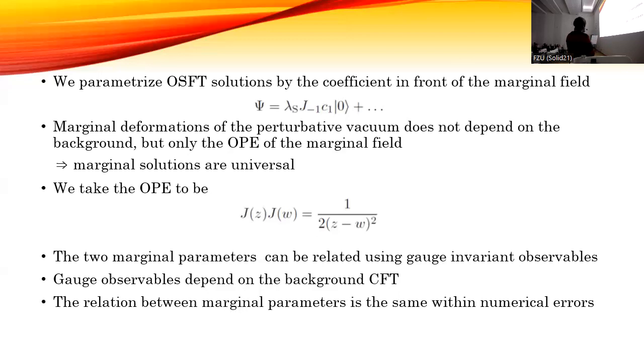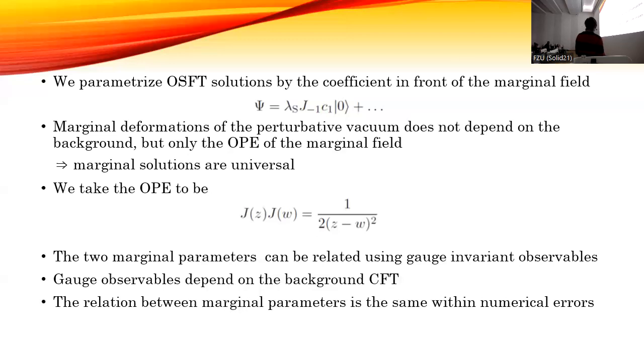So essentially when we are describing marginal deformations, we have two marginal parameters. One is lambda_s, which parameterizes the solutions, and the other is lambda_b, which parameterizes boundary states. We should be able to relate these two parameters using gauge invariant observables, because these allow us to identify solutions as a boundary state, and for a given parameter lambda_s, we can compute lambda_b and determine the function between them.